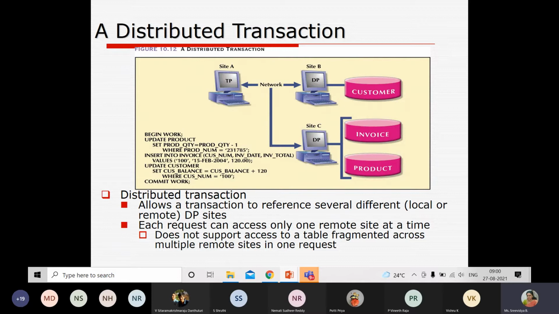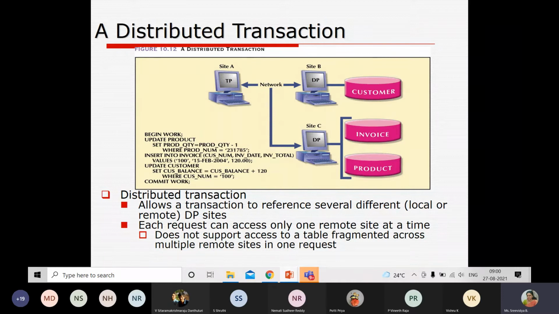That means site B will say that I have completed my operation. The transaction processing unit at site A will receive one piece of information from site B. Then site C will look into the transaction. It will identify that the product and invoice tables need to be updated, and those belong to two different databases. So the query will be executed in both these databases, and upon successful completion, it will send information back to site A saying that I have completed the transaction successfully.